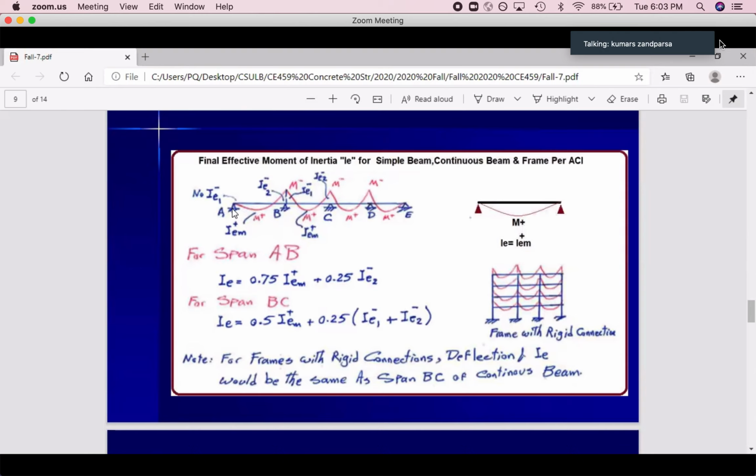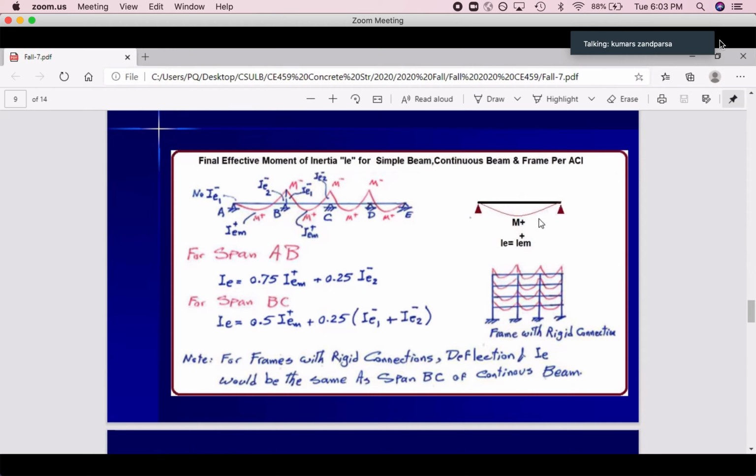If you have one continuous beam, in the moment diagram you will get 0 here because it's simply supported. No negative moment, no IE-1. So you have IE positive, IE-2. That's it. But for this one, you have negative and negative: IE-1, IE-2, IE positive.